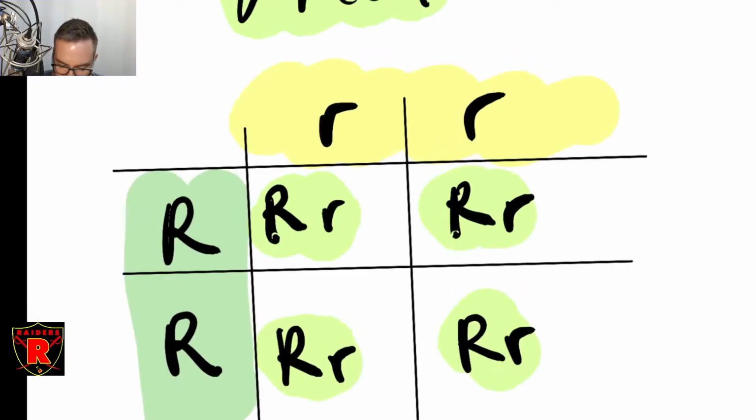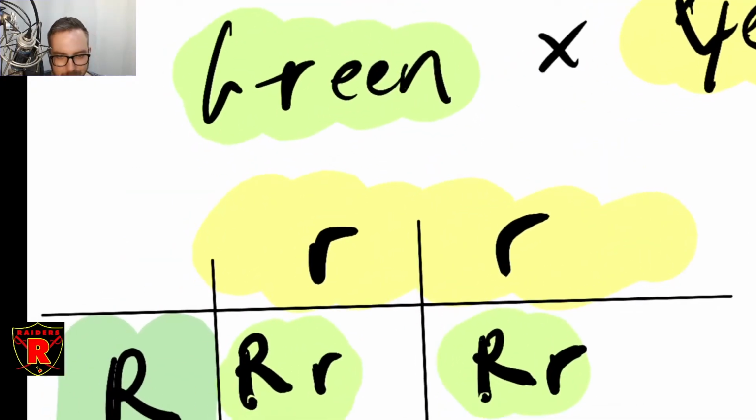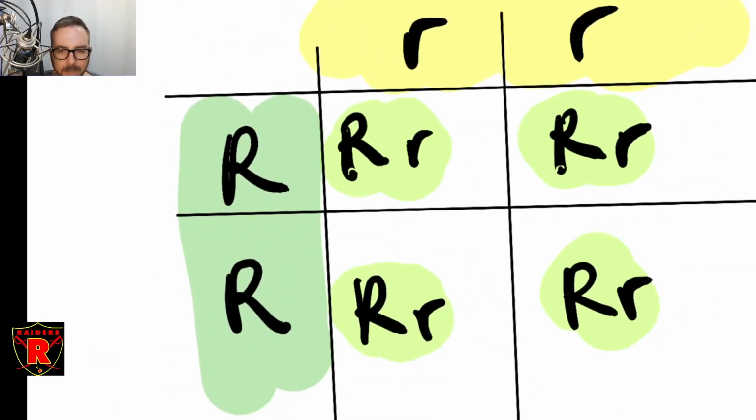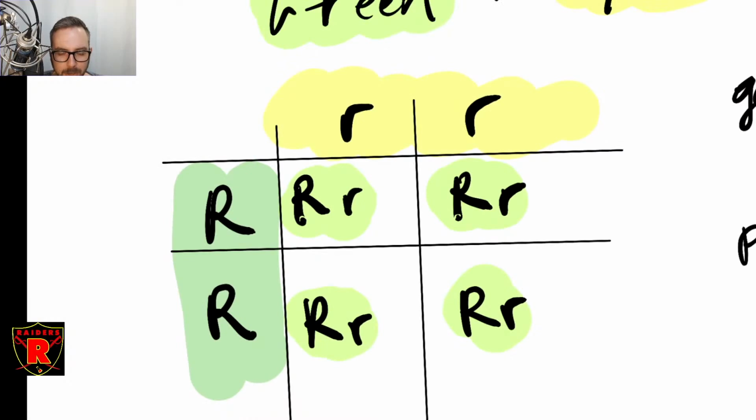So you take the one parent and you put it on the top. It doesn't matter which one goes up there, and then you put the other parent on the side, and then you're going to run through your Punnett Square. So we're going to get big R, little r, big R, little r, big R, little r, big R, little r when we combine these two together, because each parent can only give either a little r, or if you're the other parent, you can only give a big R because you're homozygous.